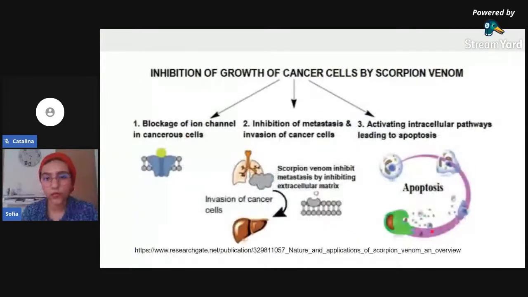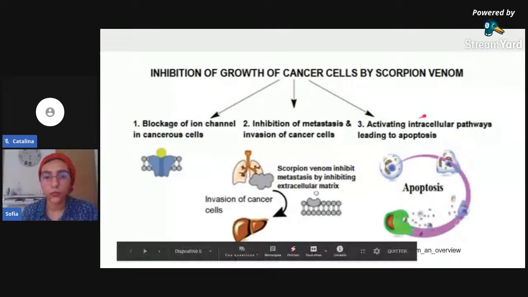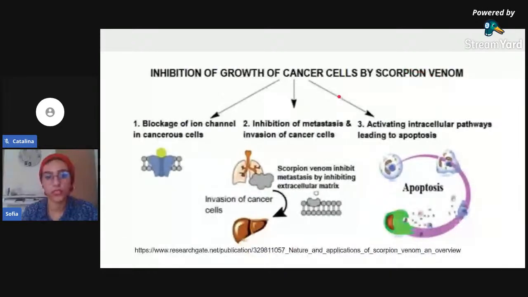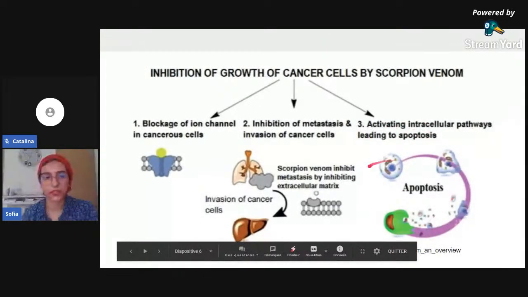So one of the scorpion venom's therapeutic potentials is, for example, in the inhibition of growth of cancer cells. One is the blockage of ion channels in cancer cells, the inhibition of metastasis and invasion of cancer cells, and the activation of intracellular pathways leading to apoptosis in cells.